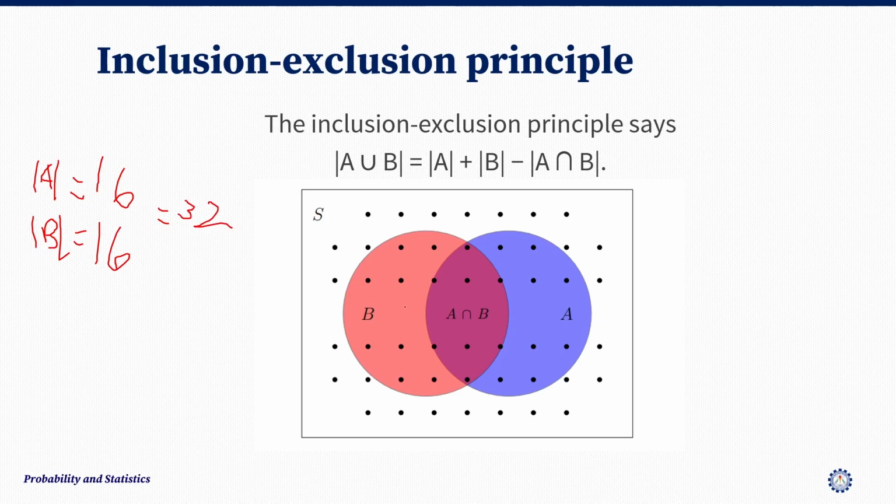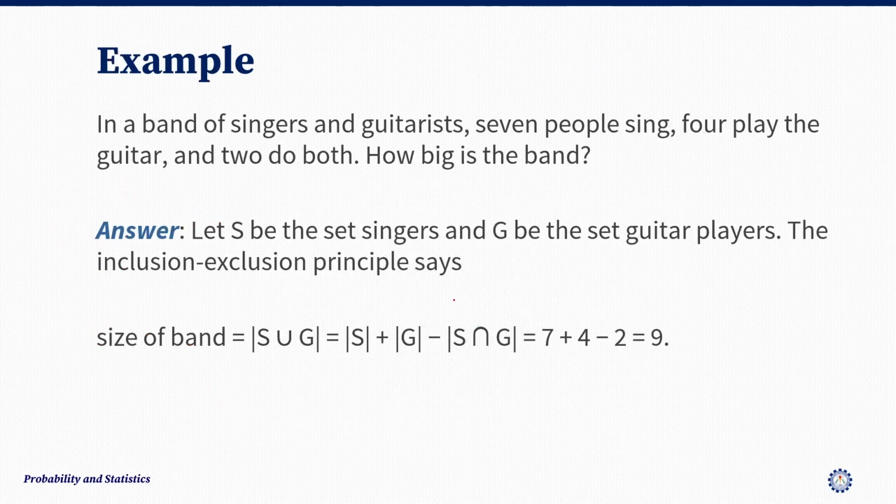Okay? However, if we deduct A intersecting B, which is equal to 1, 2, 3, 4, 5, 6, 7, 8, so 8, then 32 minus 8 will be 24. Okay, so that's how you do the inclusion-exclusion principle. We're just removing the double count in the set.